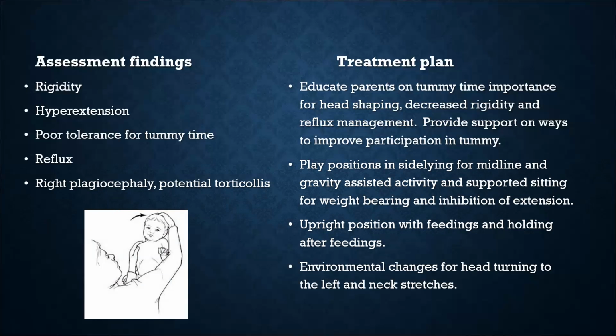Then when looking at the right plagiocephaly and potential for torticollis, that can lead to some tightness in the neck. So we talk to parents about environmental changes. Put all of their interesting items and the exciting things in the room to the side you want them to turn, which is usually the left with babies with reflux. And then we start with stretching exercises for the neck with ear to shoulder and chin to shoulder techniques.